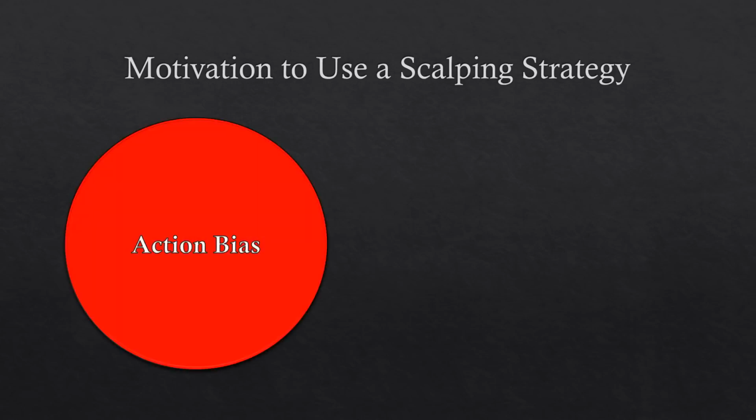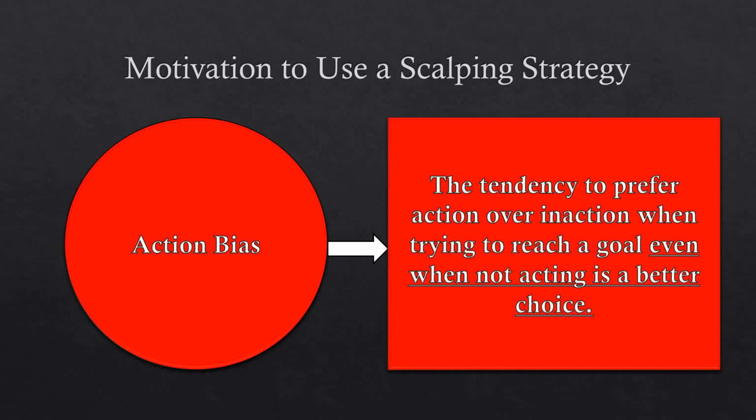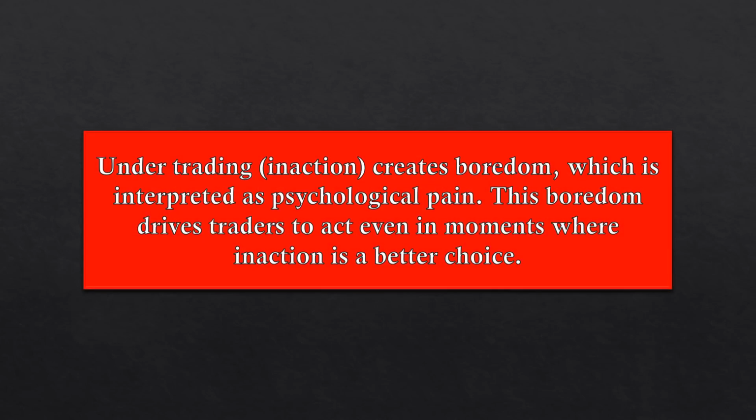We can say that this motivation comes from a combination of two cognitive biases. In other words, the motivation to use a scalping strategy comes from the intersection between two errors in thinking. The first error or cognitive bias is called action bias. The action bias is the tendency people have to prefer action over inaction when trying to reach a goal, even when not acting is a better choice. In other words, we feel better acting than not acting if we're trying to achieve something, even when not acting makes more sense. In the trading context, there are a lot of times when not trading is better than trading, but because of the action bias, traders are always compelled to trade.